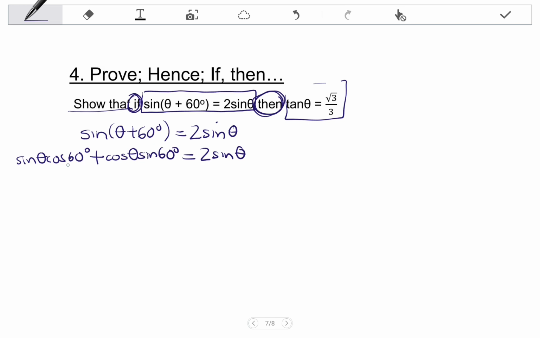Okay, not quite the then part yet. Let's keep going. Cos 60, sine 60, I can find the value of, because 60 is a special angle. So I've got sine theta and then cos 60. Cos 60's value is a half. Okay, so this is sine theta times a half, plus then I've got cos theta, and the value of sine 60 is root 3 over 2. Okay, let's just write this with the coefficients first.